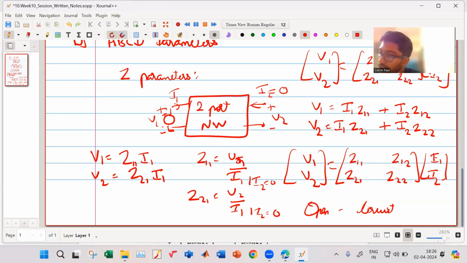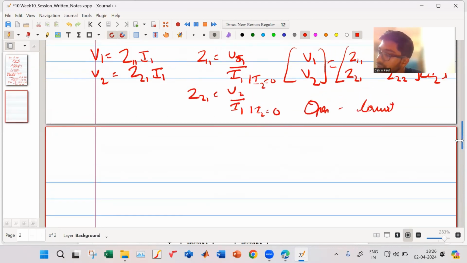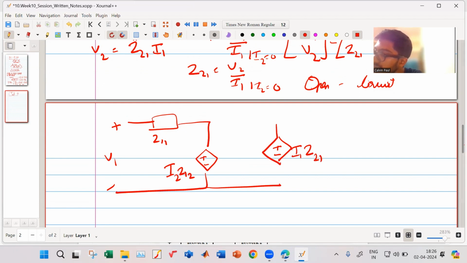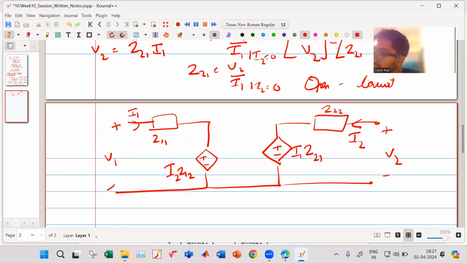So if you draw the circuit, you found these parameters, Z11, Z12 and so on. Now you want to simulate it. This will be your Z11, and this will be your I2 into Z12, so this is your plus minus V1. This is your plus minus I1 Z21. This is your Z22. And this is your V2. This is your I2. This is your I1. So this is how you draw an effective network. From these equations, you can draw a particular circuit to represent the behavior of this two-port network. This is drawn in terms of Z parameters.